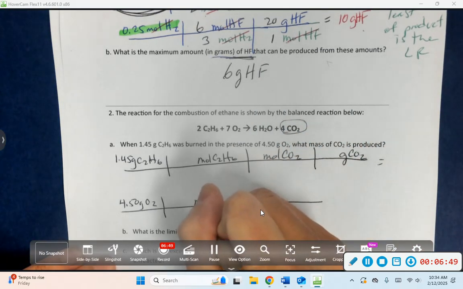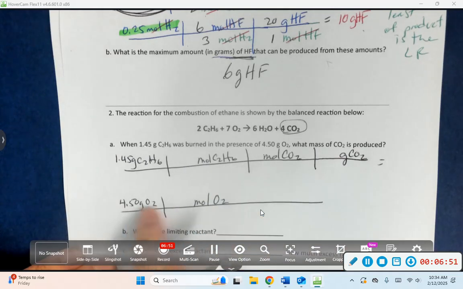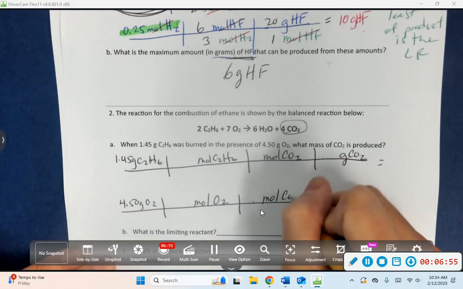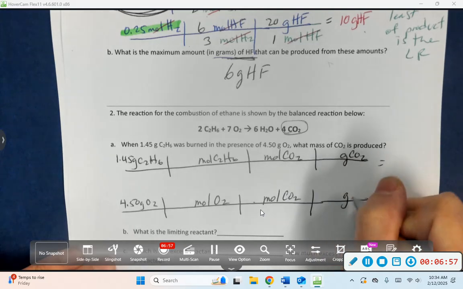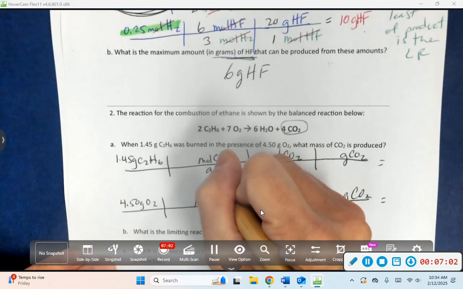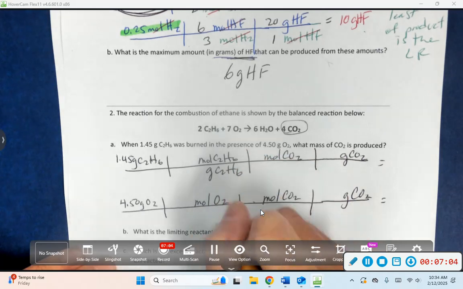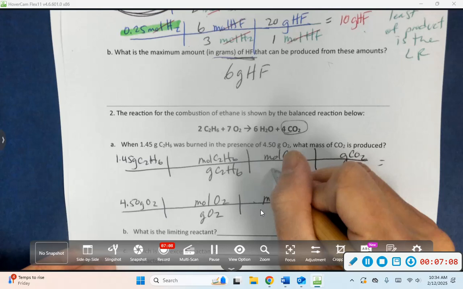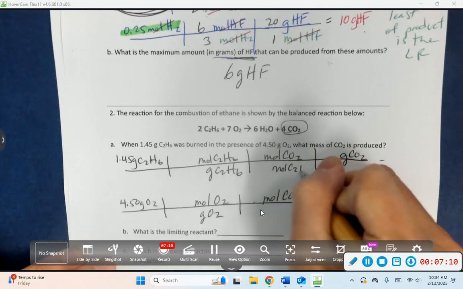A lot of work, yes. Mole of O2, right? O2. And then the second part of it, both of them are the same because both of them are going to CO2. Should be pretty good at this now, pretty fast at this. Grams of C2H6. Grams of O2 down here. Let's finish one at a time so we don't confuse ourselves here.